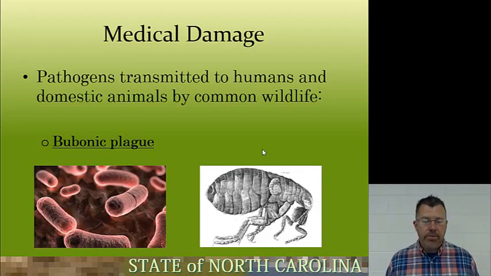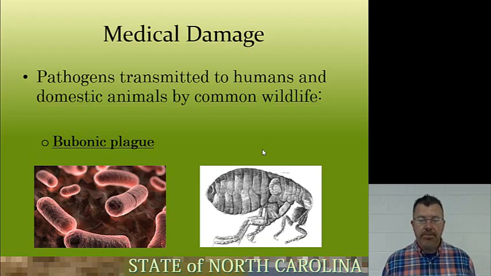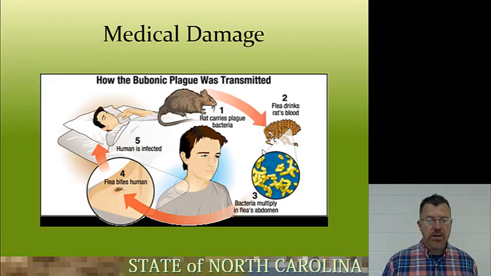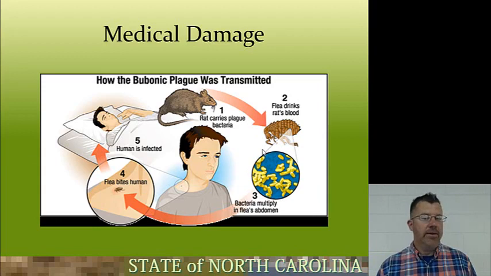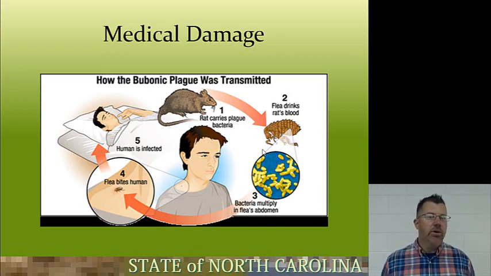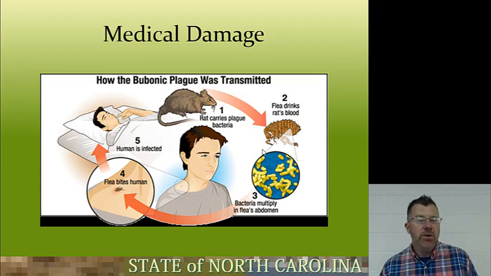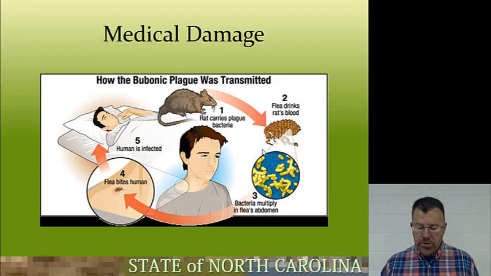Bubonic plague, the flea is the vector. The flea is going to bite the rat, as we see here in the next diagram. The rat carries the plague. The flea bites the rat, drinks that rat's blood. That bacteria is growing and growing inside of its stomach, and then that flea is going to bite us, and we're going to get very sick and possibly die from it, as it did years and years ago. Same thing could happen with your animals.